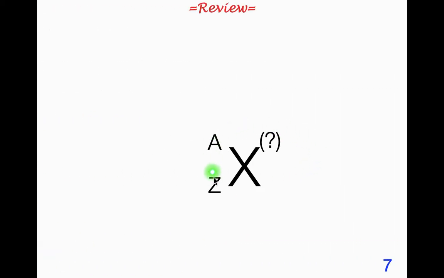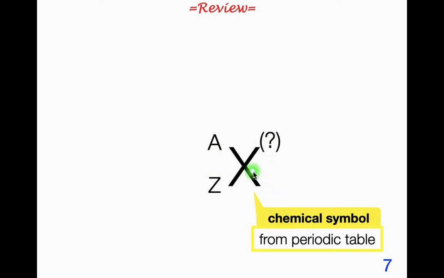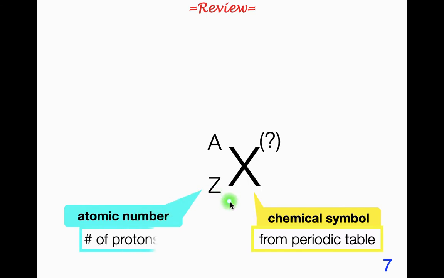Okay, so let's take a look at what each one of these numbers mean. The symbol itself, of course, we just get from the periodic table, whatever element we're referring to. The Z is the atomic number, which is the number of protons. That's what defines an element. The Z comes from Zahl, German for number.